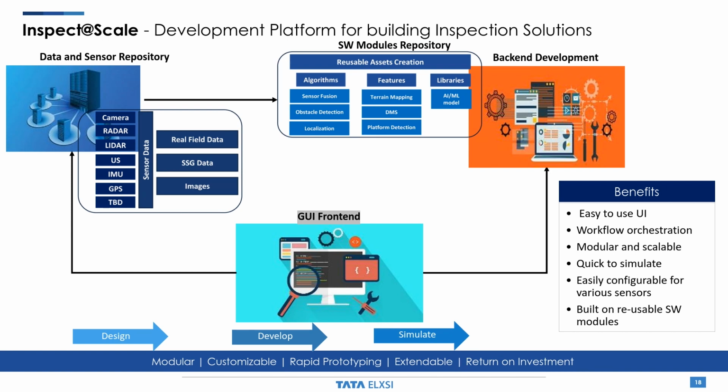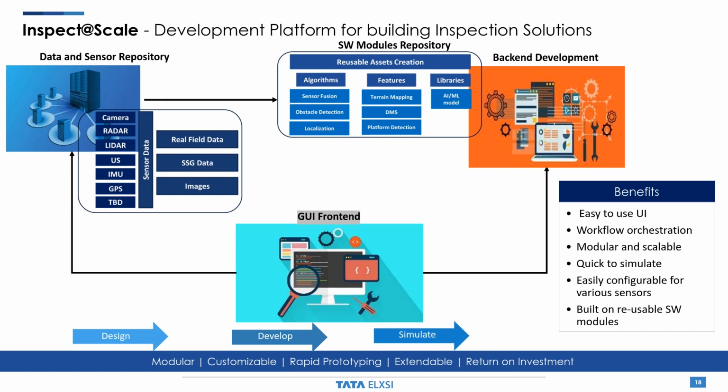The solution developer can then create a solution pipeline by using one or more sensors and then choose amongst various existing reusable assets, which could be algorithms, features, libraries, using the UI. In Inspect at Scale platform, we already have various reusable assets which can be used straight away. For example, the platform already has algorithms for collision detection using sensor fusion, for terrain mapping of a 3D environment, localization using existing point cloud data, and many other features.